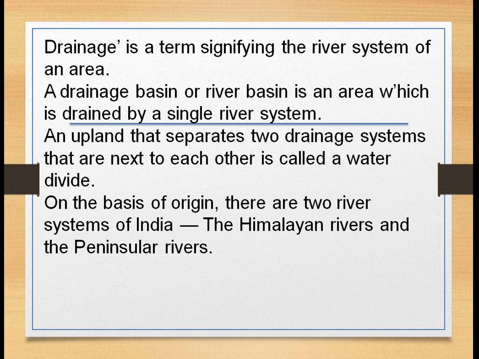On the basis of origin, there are two river systems in India. One is the Himalayan rivers and another is the Peninsular rivers. The rivers which originate from the Himalaya are called Himalayan rivers, and the rivers which originate from the Peninsula are called Peninsular rivers. In that, we are going to see the differences between perennial and non-perennial rivers. Okay?